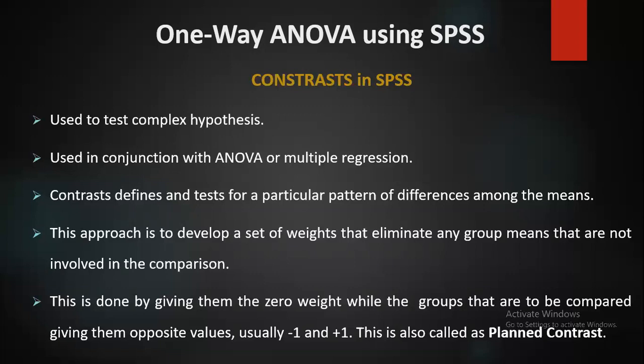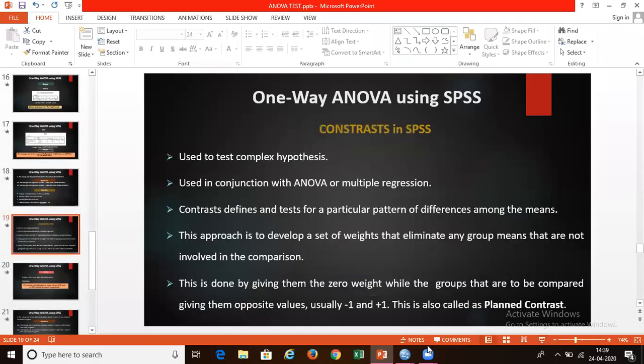Okay, excluding the other, we have to give zero weight to that, and the remaining two we can give -1 and +1. Like for a black dress, we are having a white background. Okay, for a photography, similarly here we are going to give -1 and +1, which are the contrast, and zero for the group which is excluded from the comparison. So let's see how to do this contrast in SPSS.